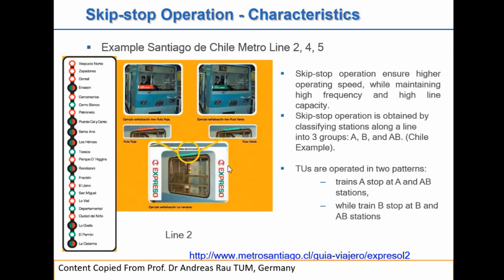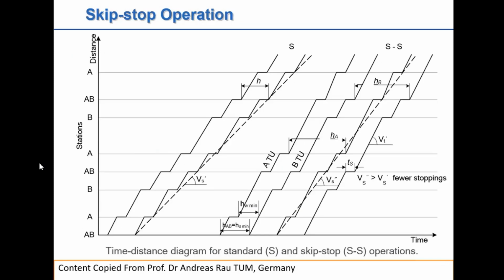Okay. This is how the skip stop operation looks. This is lines 2, 4, and 5 of the Santiago, Chile metro. As you can see here, the different routes are marked with different signs, like 2, 4, 5. The red is only 2, the sky green is 4, and the one with the white inner circle background is 5. So as you can see, different routes operate and stop at different locations. This is a typical example of the skip stop.